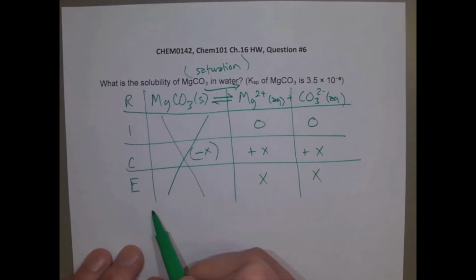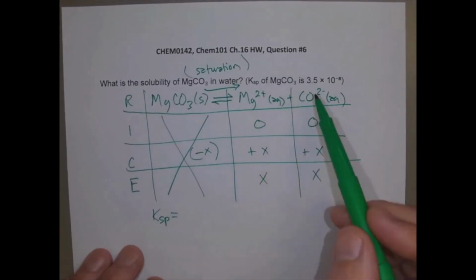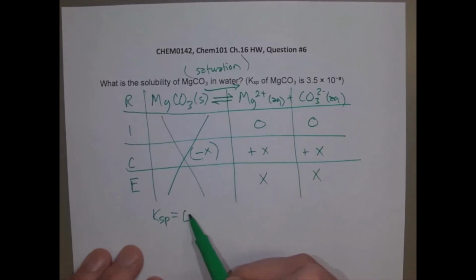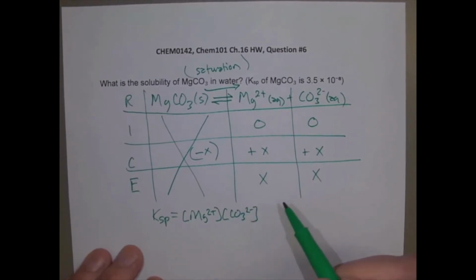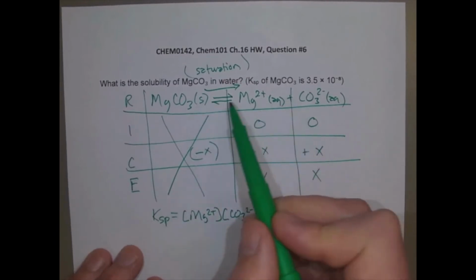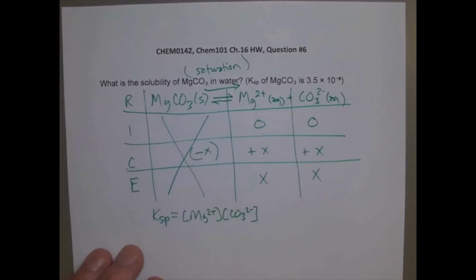Now we also need our expression for the Ksp. This is an equilibrium constant, so remember how we write an expression for the equilibrium constant based on the reaction. You've got the products, the concentration of each product multiplied together, raised to the power of their coefficients. In this case, they're both 1. But then we also divide that by the concentration of the reactants, but you leave out solids and pure liquids. So this is the expression for the Ksp, for the equilibrium constant.